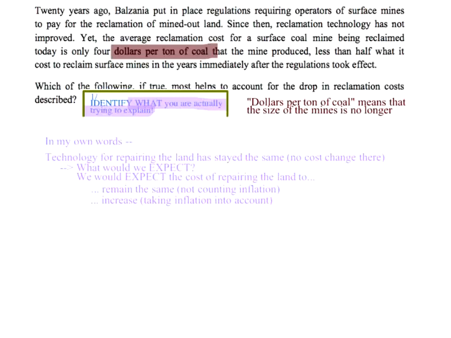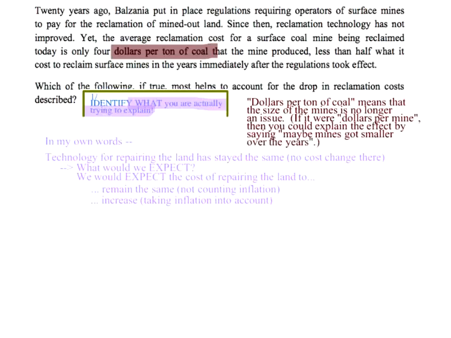Like if it were dollars per mine, then you could explain the effect by saying maybe mines got smaller. But that's not a valid response anymore because it's repair cost per amount of coal. So it's basically repair cost per unit.